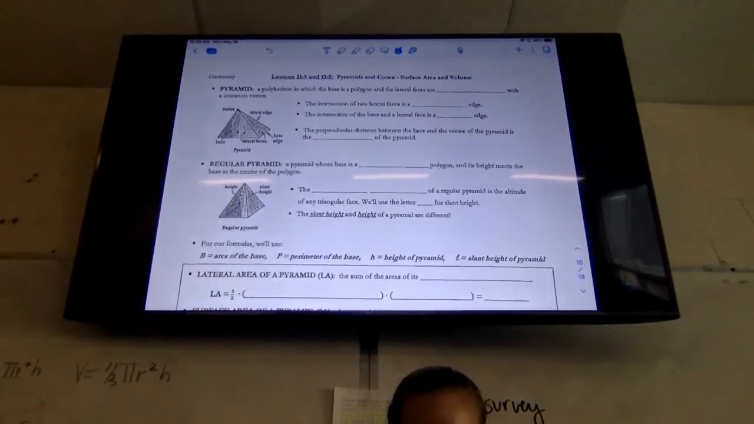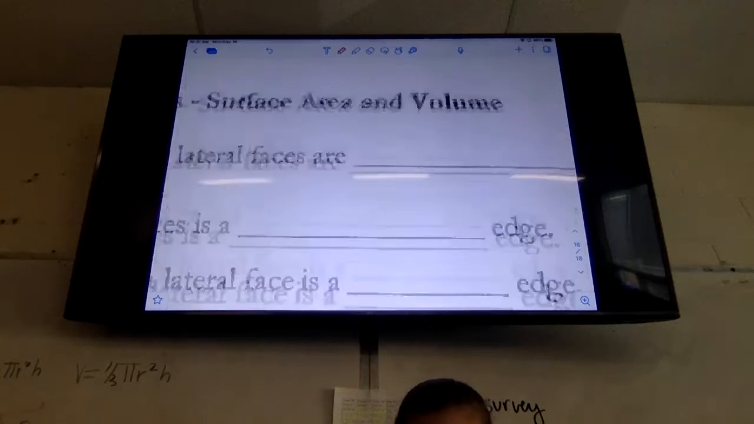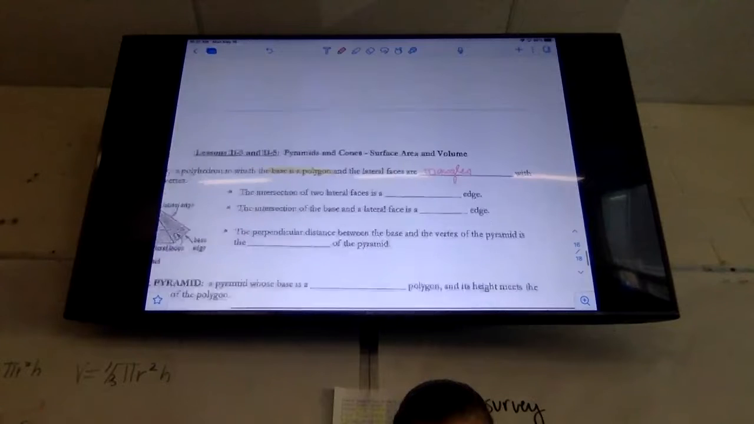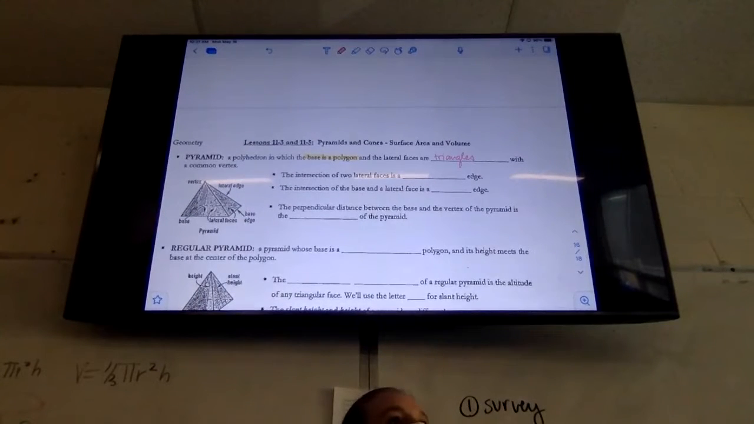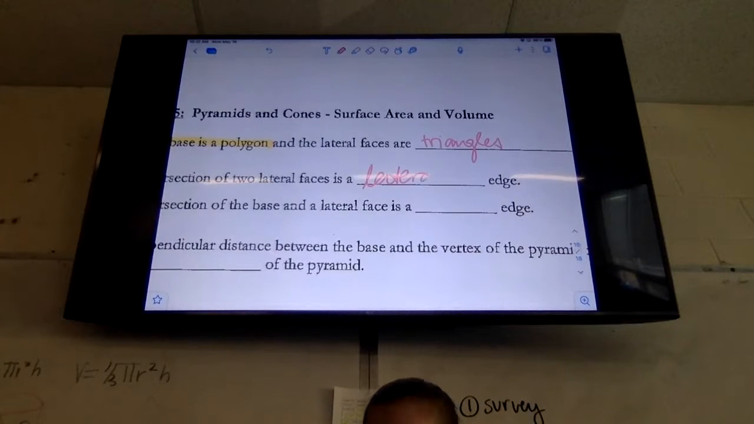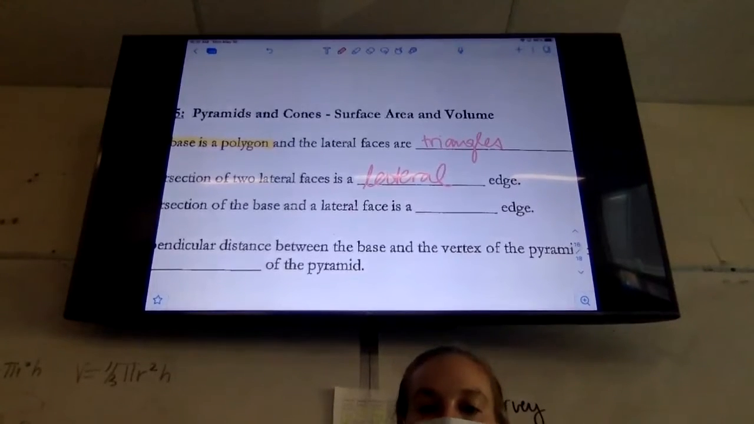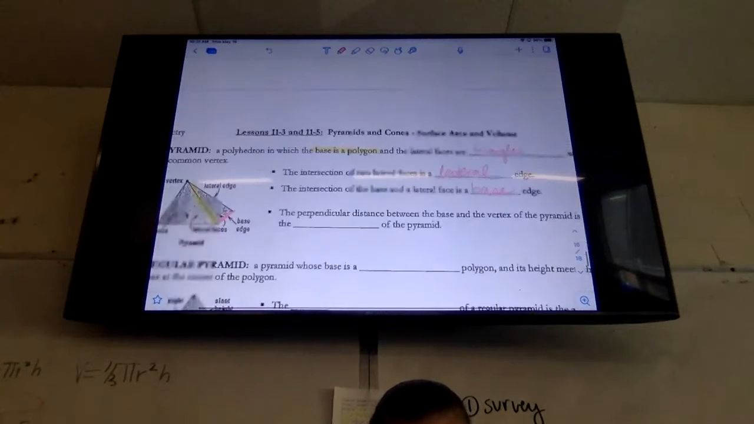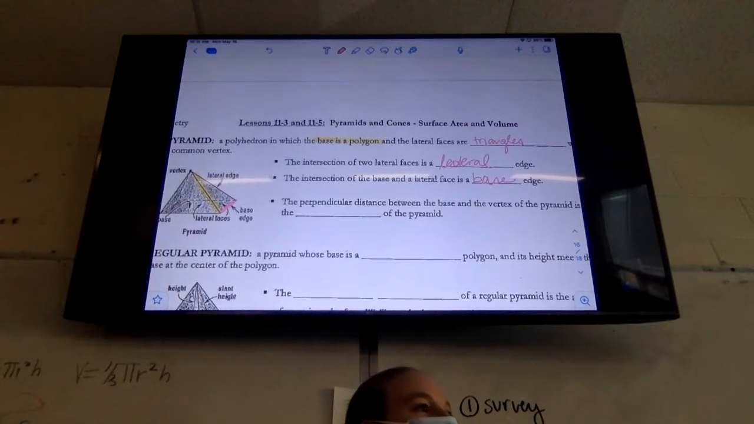So a pyramid is a polyhedron in which the base is a polygon and the lateral faces are all triangles with a common vertex. The intersection of two lateral faces, so where two lateral faces touch, that would be like here. That's what we call a lateral edge. And where the base and the lateral face touch each other, that's called a base edge. That's not super important information, but I like to be able to tell you what we're looking at, what the pieces are.